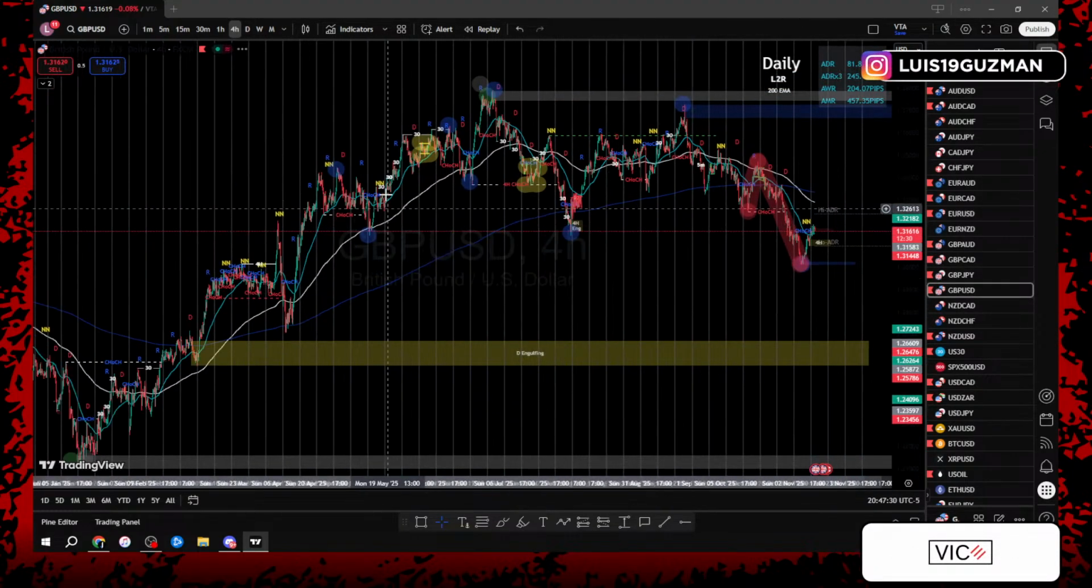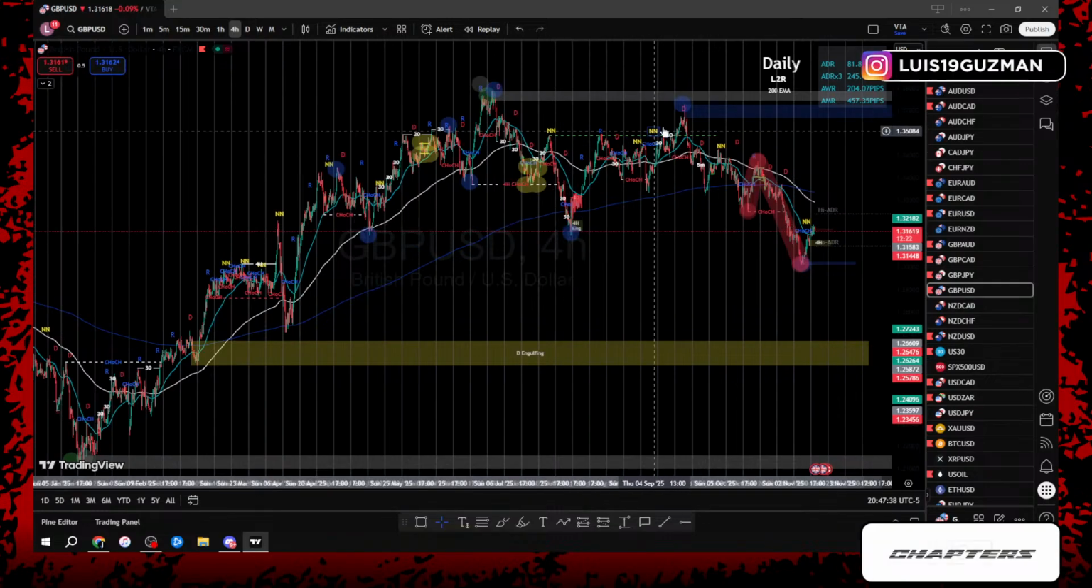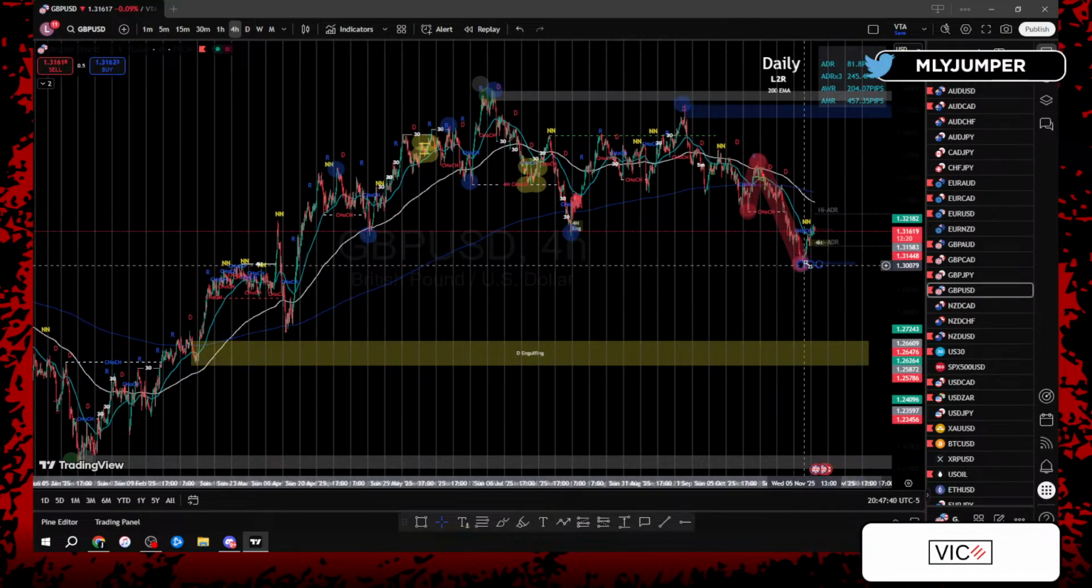4-hour time frame, the structure is the blue circles. Higher high, higher low, higher high, higher low, higher high. Once the higher high was set, what did price start doing? Lower low, lower high, lower low. So we understand that price is still on a pullback.